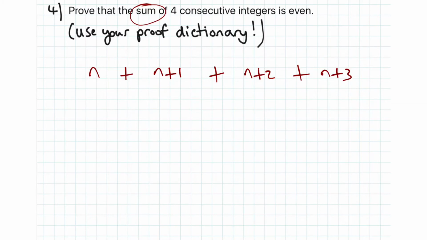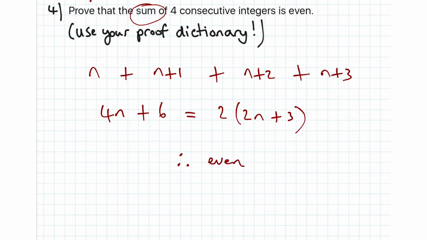Now I'm going to add them together because it tells me to. 4n plus 6. Now that, if you think about it, if you factorise it, is actually 2 lots of something. It's actually 2 lots of that. And what I've done there is I'm saying 2 lots of something. So these 4 consecutive integers add up to 2 lots of something. That must mean they're even, because 2 lots of something means even. So I could write, at the end, I could just write, therefore, even. Now some of you went one stage further and you wrote QED, which means, look, I've shown you what you've asked me to show you.